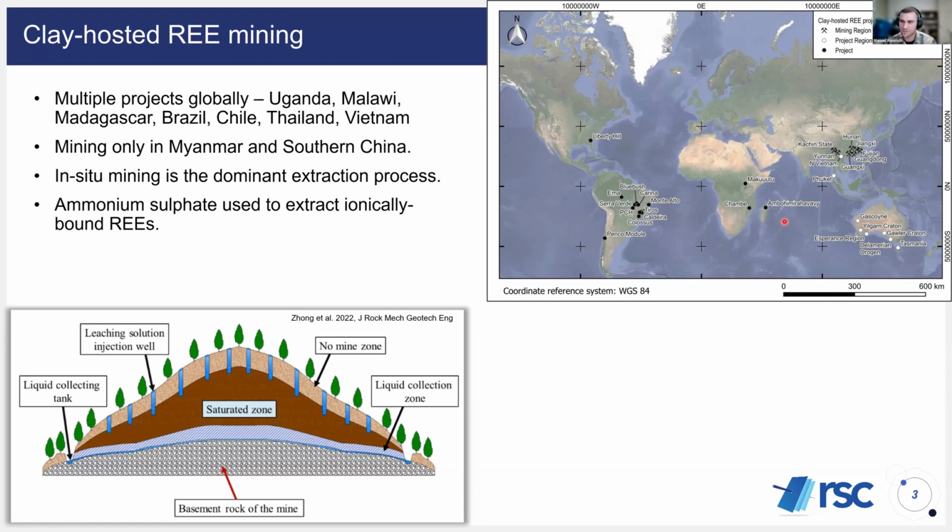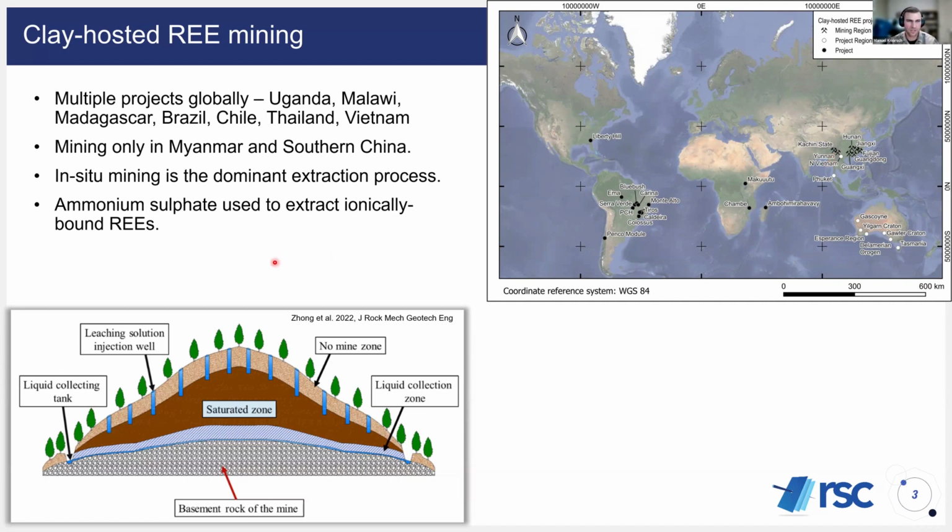There are a lot of projects that have been going for a long time in Africa. For example, the Makutu project in Uganda. And I'll talk mostly about the projects here in Australia today. Mining only really takes place in southern China and also in Myanmar, here in Kachin State, for example, next to Yunnan.